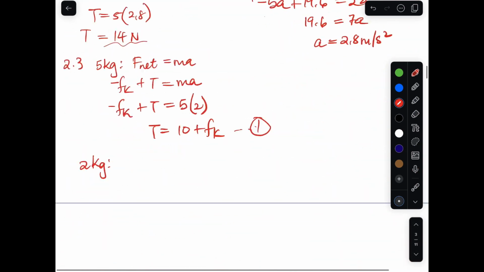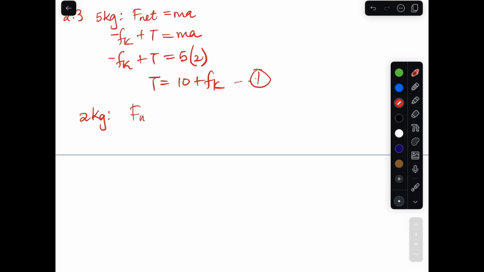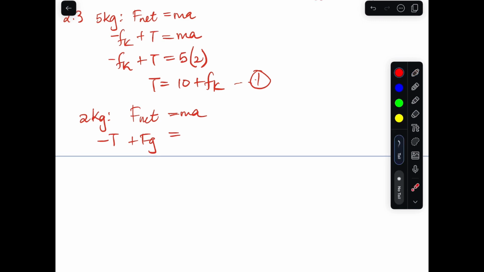Right? So we create equation 2 by the 2 kg, the one that is suspended. So Fnet is equal to ma. Remember, the acceleration of the 2 kg is still the same. So we have the negative tension plus Fg. Guys, what you need to bear in mind here is that when you have a tension force that is positive in the first equation, in the second equation your tension force needs to be negative. They can't be the same sign, positive positive or negative negative. It has to be opposite signs, negative and positive. So it is equal to ma there.